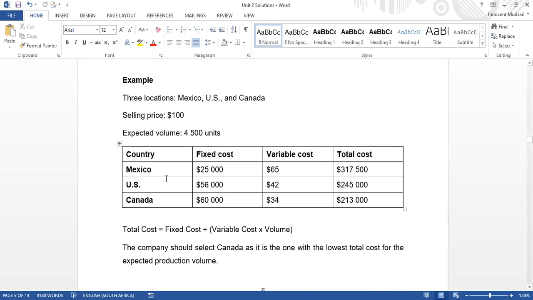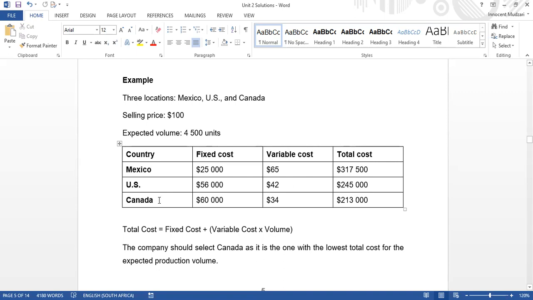And then the United States, let's say, for example, the fixed cost for US is 56,000, and then the variable cost per unit is $42. So let's calculate the total variable cost, and then we add the fixed cost, we get the total cost. So on your calculator, 42 multiplied by 4,500 units. That's 189,000 plus the fixed cost of 56,000, you get 245,000. That's the total cost for the US location.